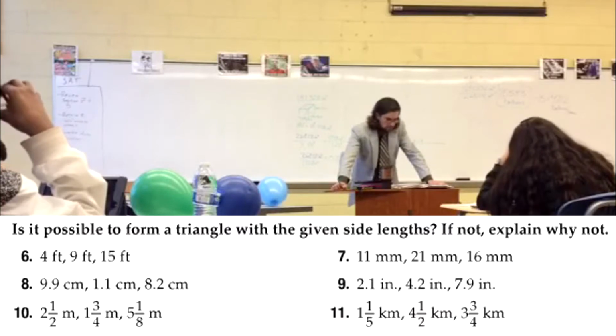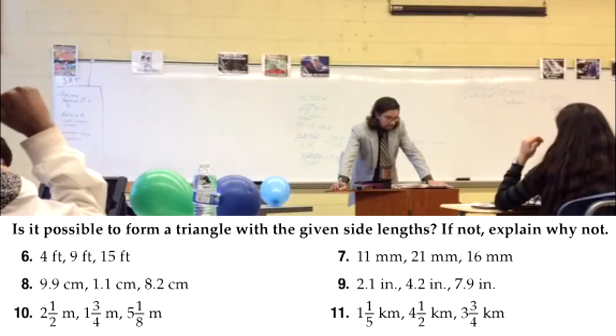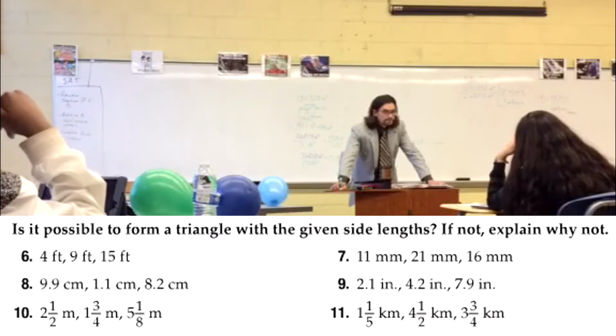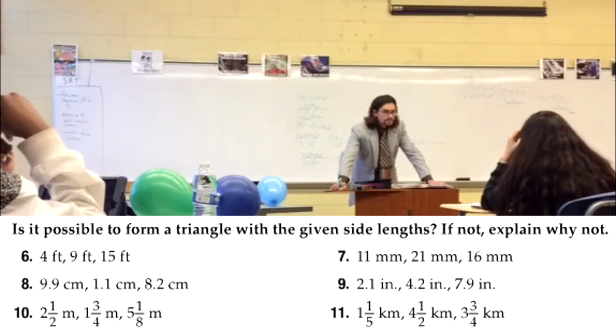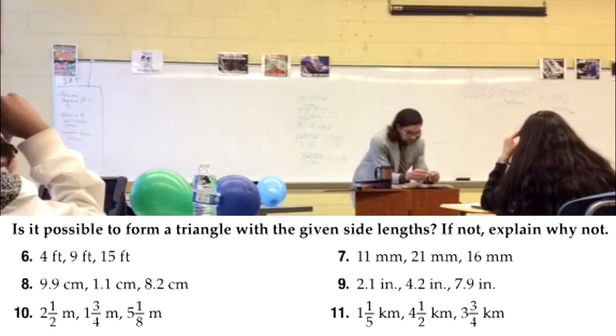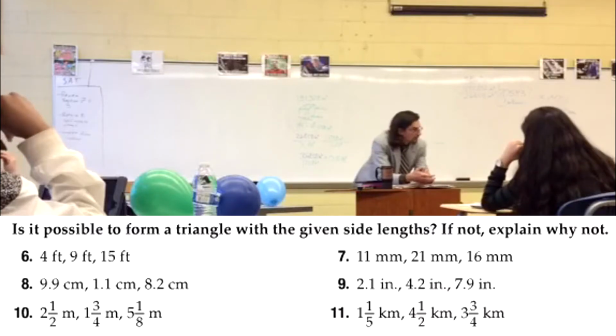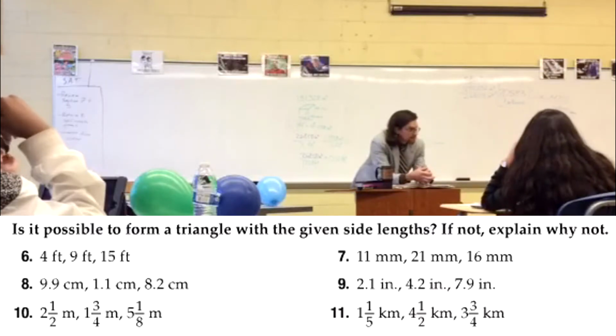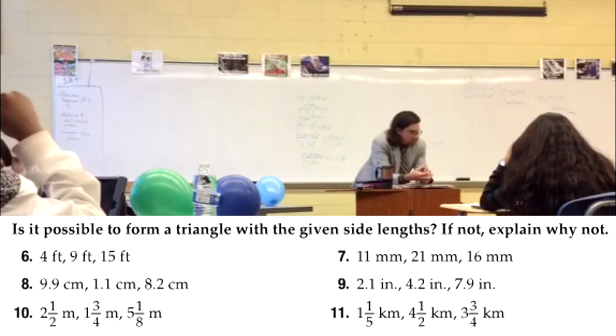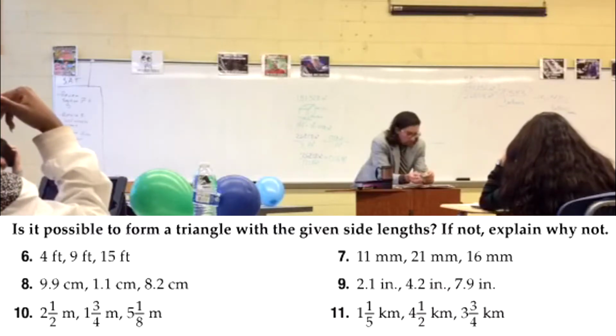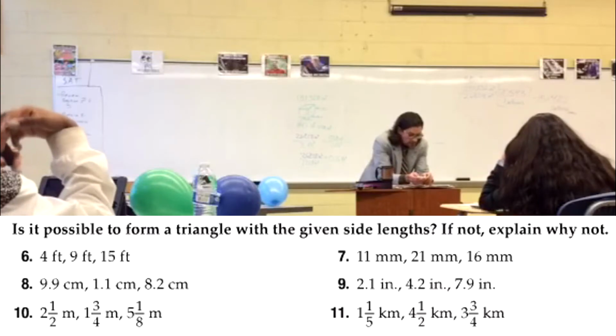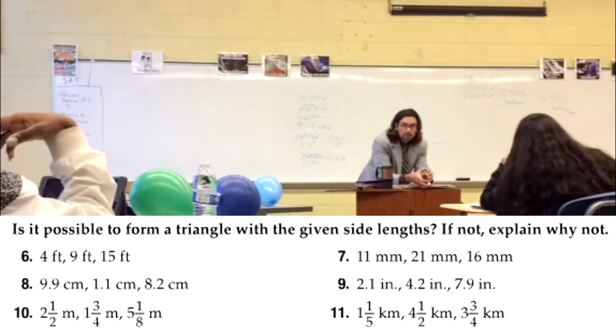Why not number 8? I did it in order. I know why you can't, since I didn't know what they were asking. It's because you needed to put the numbers in order. As Jordan said, you need to test all 3, or make sure that your 2 smallest are greater than your third. And in number 8, your 2 smallest sides are 1.1 and 8.2.